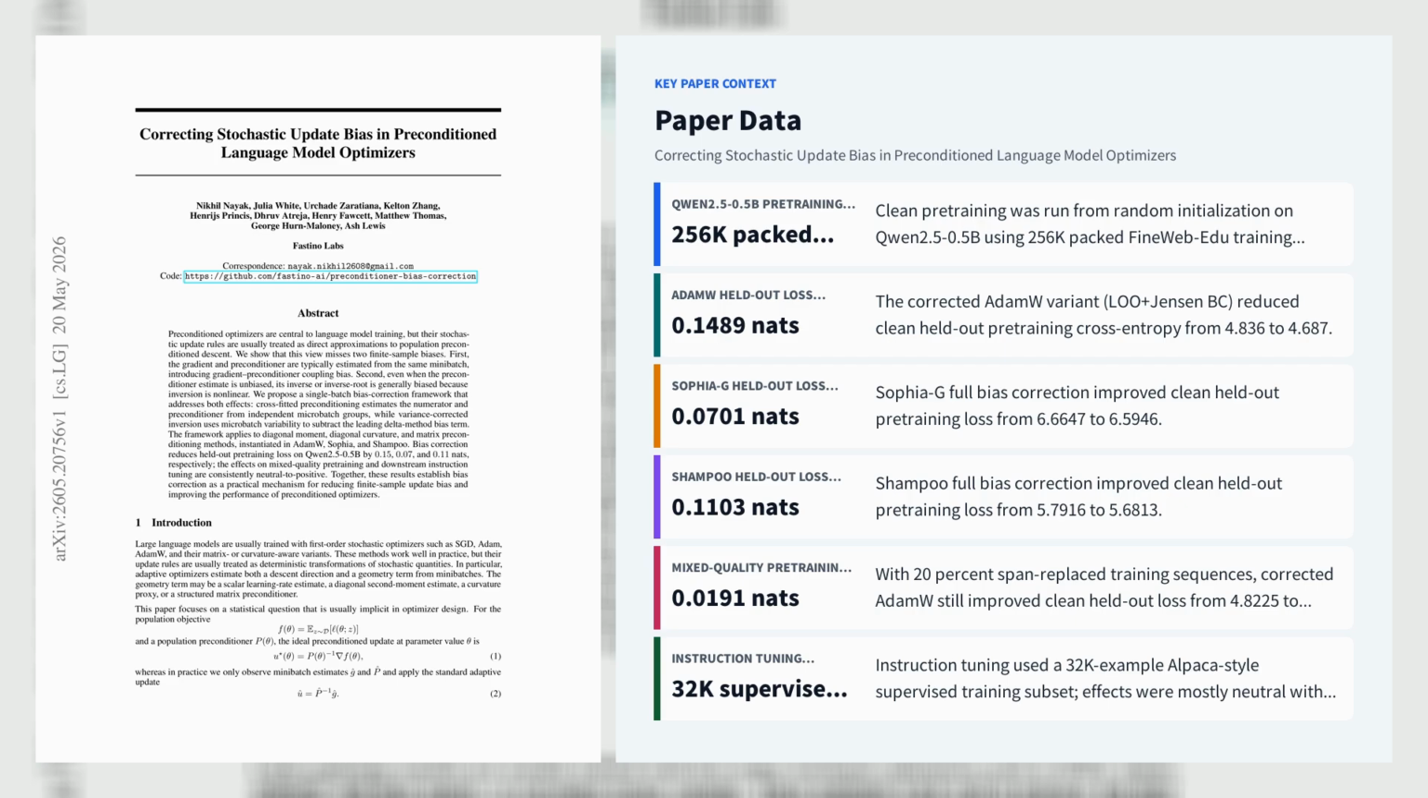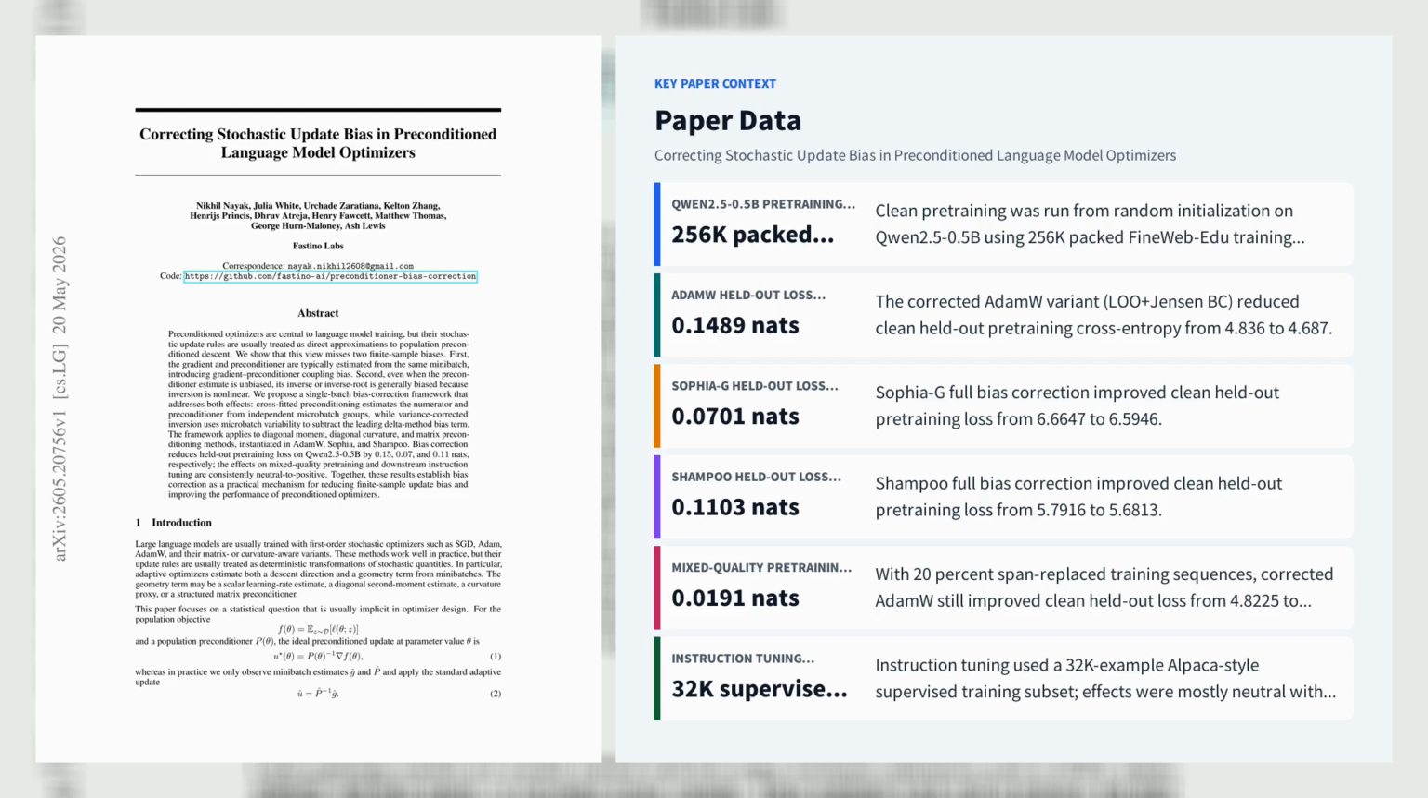The authors separate these effects into gradient-preconditioner coupling bias and inverse-preconditioner bias, then correct both with a single-batch framework. Crossfitting estimates the numerator, gradient, and denominator preconditioner from independent microbatch groups, and a delta-method variance correction subtracts the leading inverse bias using microbatch variability. For AdamW and Sophia, the correction is applied element-wise to diagonal preconditioners. For Shampoo, it is applied in the eigenspace of the averaged matrix preconditioner on Qwen 2.5 0.